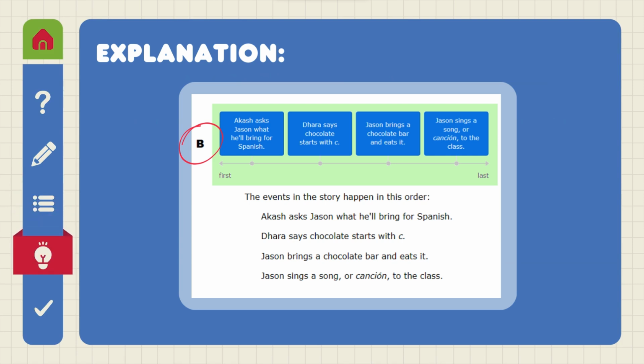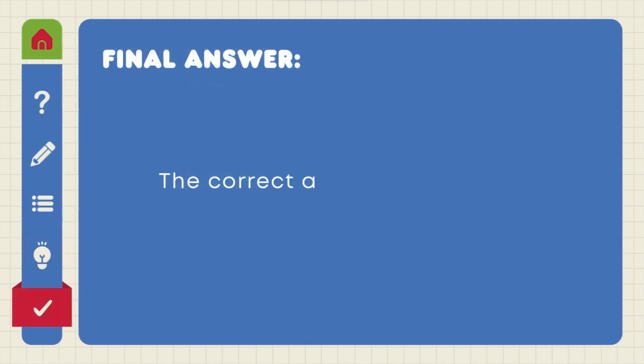Akash asks Jason what he'll bring for Spanish. Dara says chocolate starts with C. Jason brings a chocolate bar and eats it. And Jason sings a song, or canción, to the class. For our final answer, the correct answer is letter B.